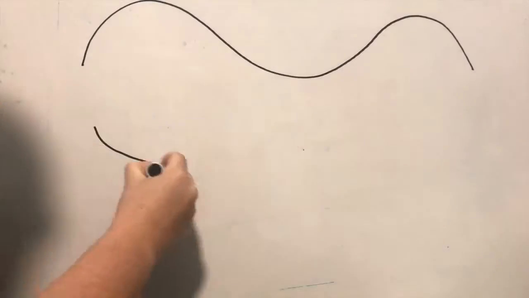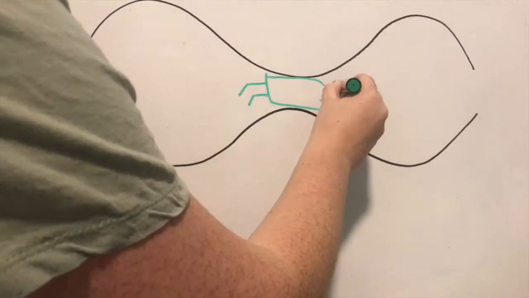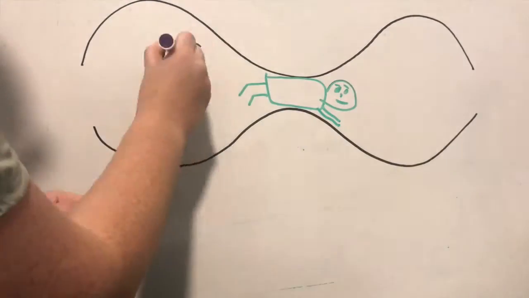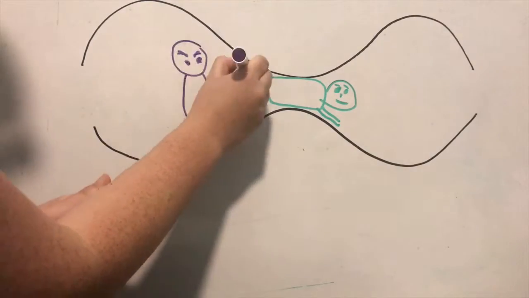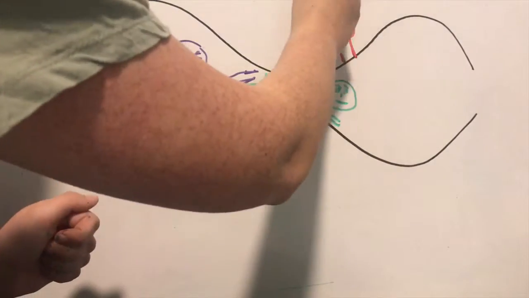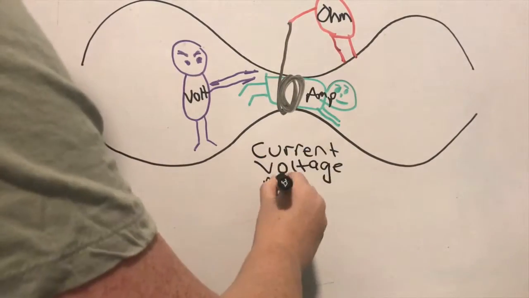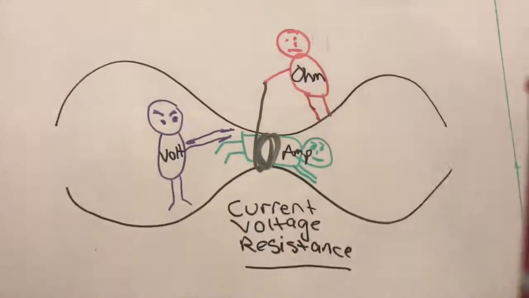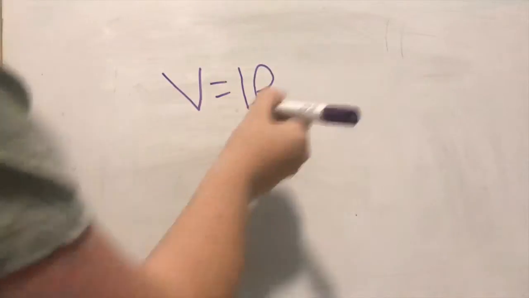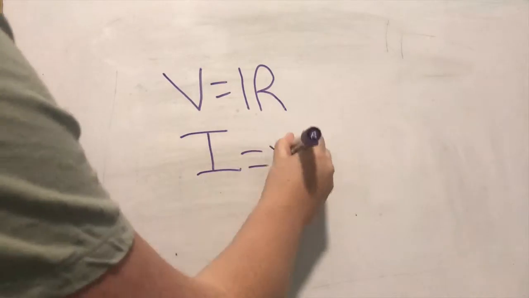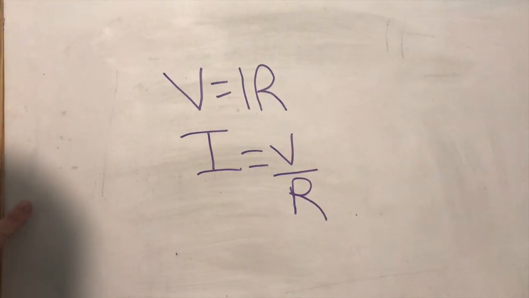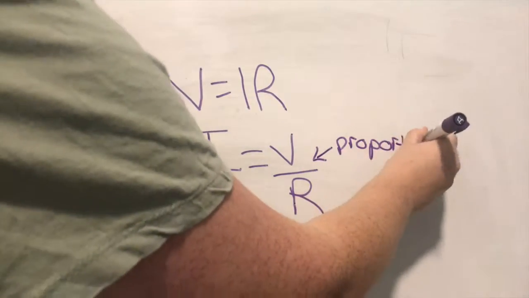Voltage is the difference in charge between 2 points. Current is the rate at which charge is flowing. Resistance is a material's tendency to resist the flow of charge, current. The relationship between voltage, current, and resistance is described by Ohm's law. This equation, I equals V over R, tells us that the current, I, flowing through a circuit is directly proportional to the voltage, V, and inversely proportional to the resistance, R.